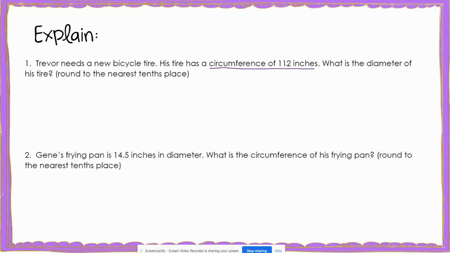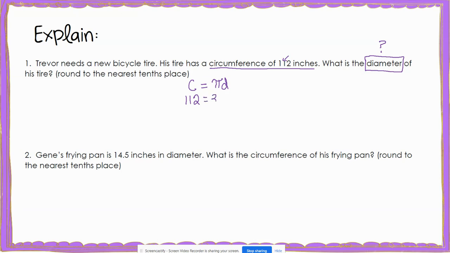So the circumference of this is 112. And then the question is asking what is the diameter? So we need to find diameter. Well, since we're given circumference, we are going to start with that formula. The formula for circumference is C equals pi times diameter. Well, I know that the circumference is 112, so I'm going to substitute that in for C in my formula.